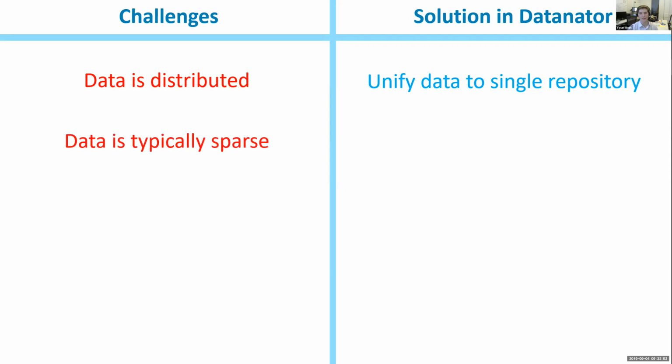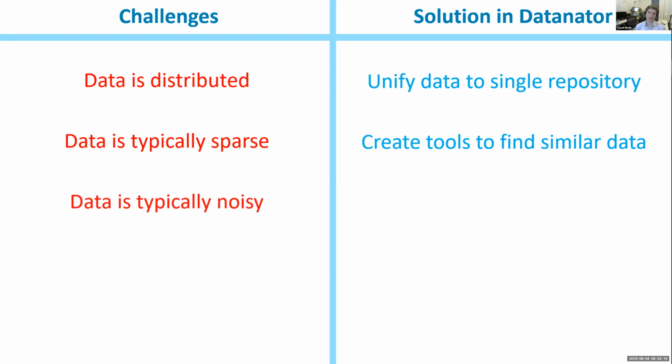Another challenge, the data is typically sparse. Let's say you're looking for ATP concentration in E. coli or something like that. Oftentimes you'll find that there isn't any data that you can find. So how we solve this is we create tools to find similar data, right? Maybe there's no ATP concentration data in E. coli, so you can find ATP concentration in Bacillus subtilis or some related organism.